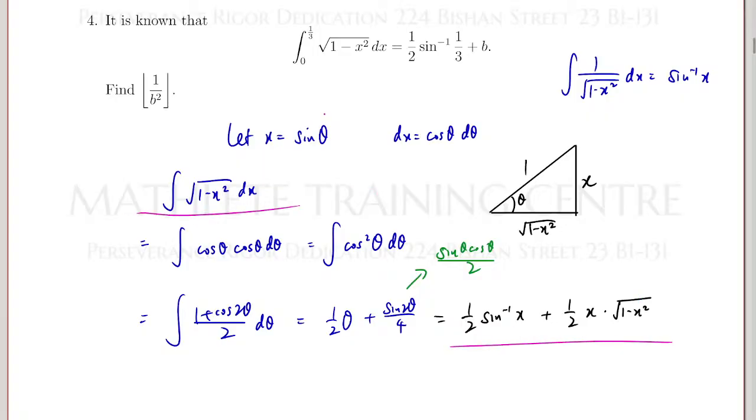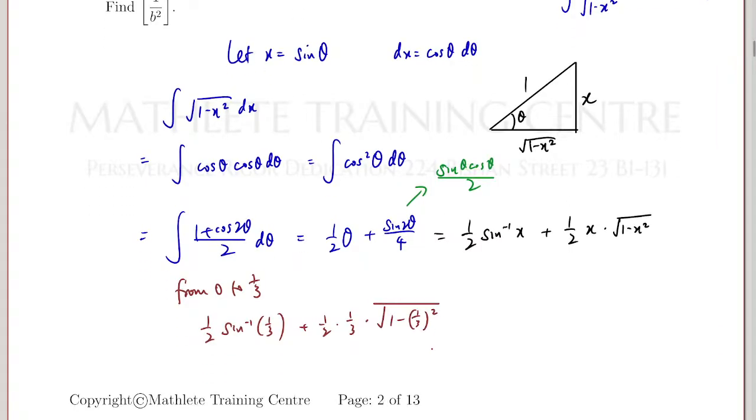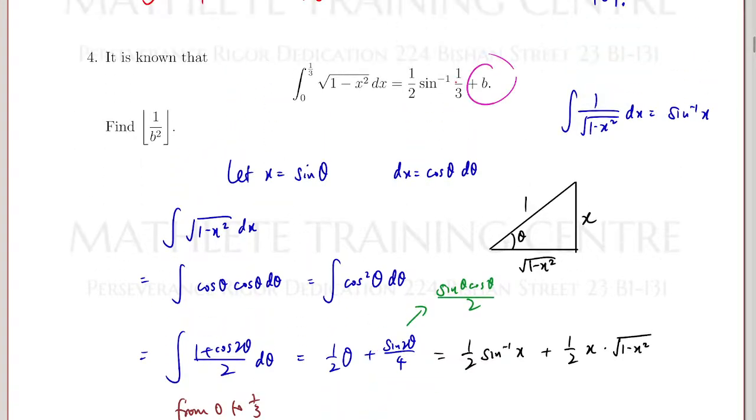Okay, what I just need to do is look at the boundaries. So I look at the boundaries from 0 to 1 over 3. Obviously, when you have 0, this is 0, this is 0. So that's very nice, right? And 1 over 3 will just give you half sine inverse of 1 over 3, right? Plus half of 1 over 3 and then square root of 1 minus 1 over 3 squared. So then this part here has to be the value of b, the one that's given in the question, the one that's here. Okay.